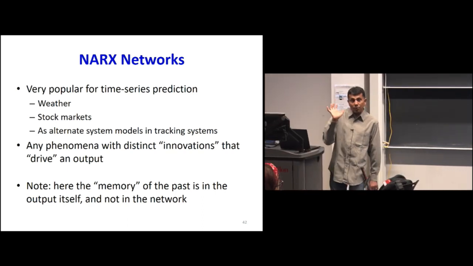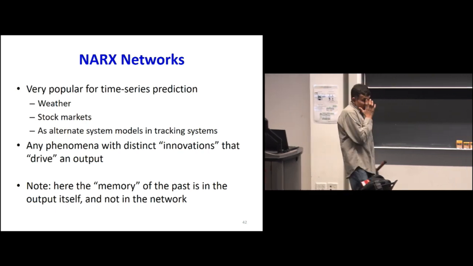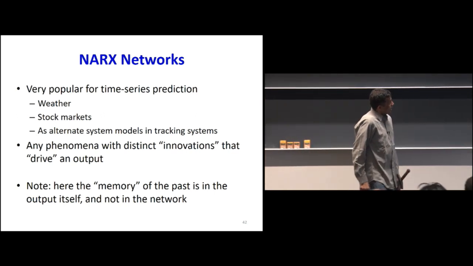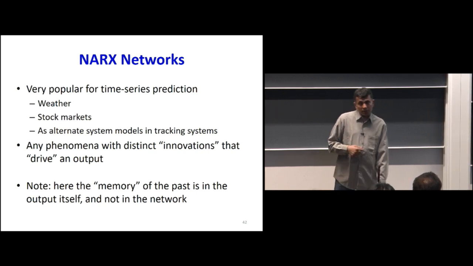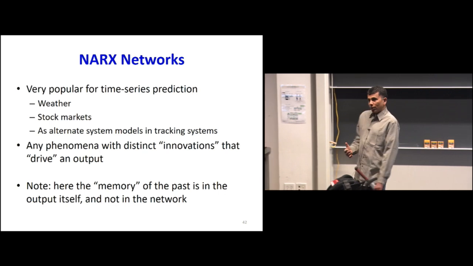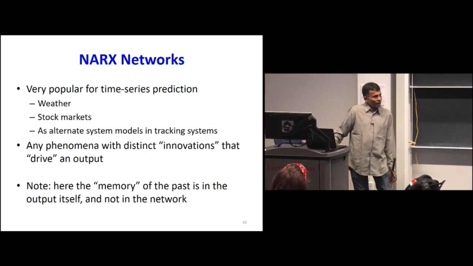The key point is that there's a way of actually remembering the past. And NARX networks, it turns out, are fairly popular. They're used in weather, stock markets, any phenomenon where you have a distinct innovation, a set of innovations that drive an output. So they're the nonlinear version of what are called autoregressive models, autoregressive moving average models.